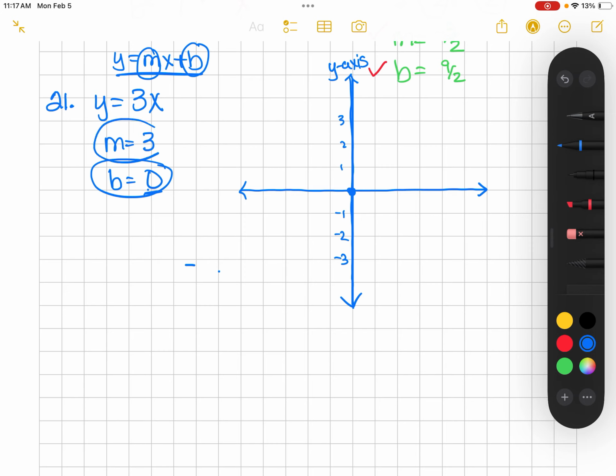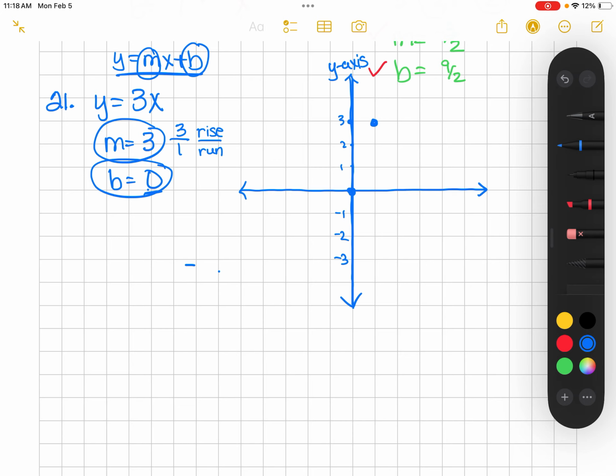And then I'm going to do my slope. But I want my slope as a fraction because I want it rise over run. So if it's not in a fraction, you could put it in a fraction by putting it over 1. So now I'm going to go up 3, 1, 2, 3, and over 1. So there's my second point. And you can just do it that one time and draw your lines, or you could go up another 3 and over another 1.